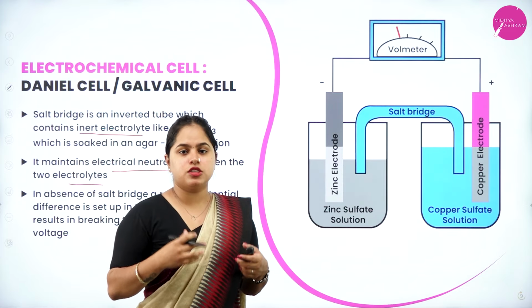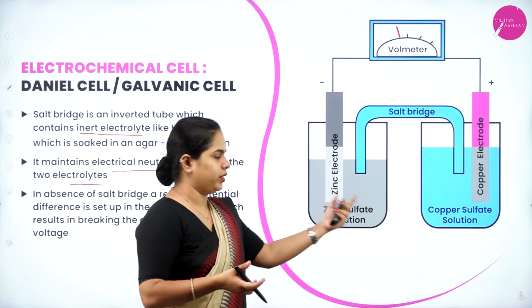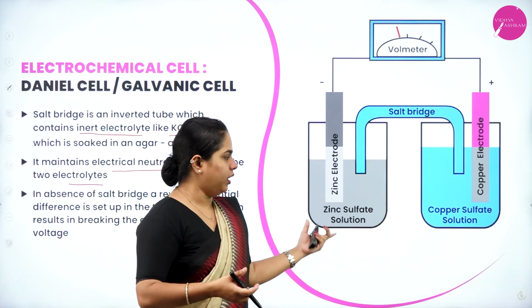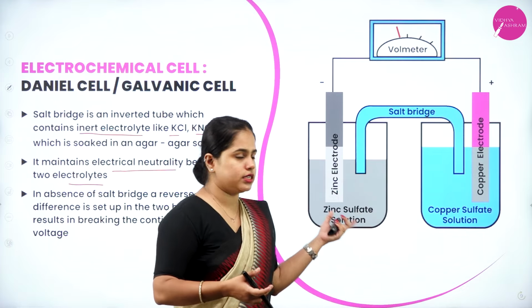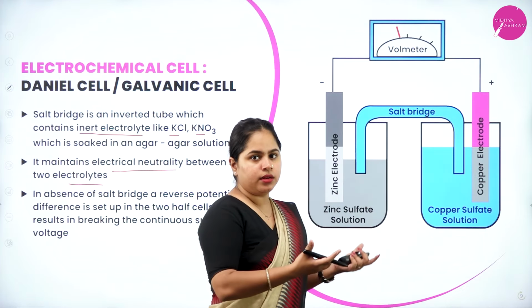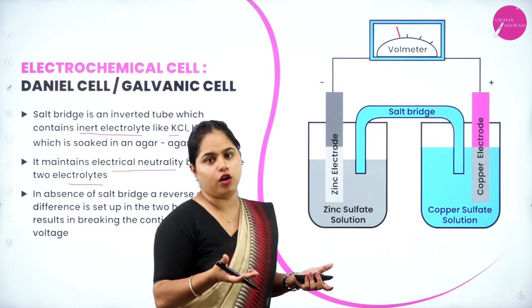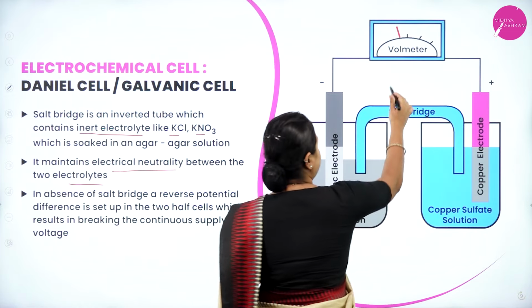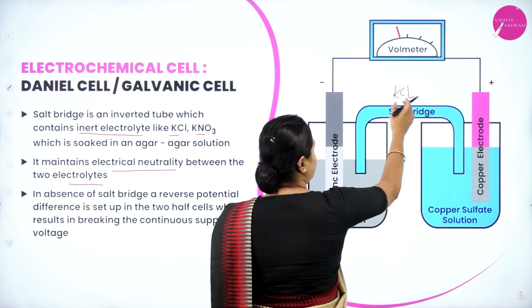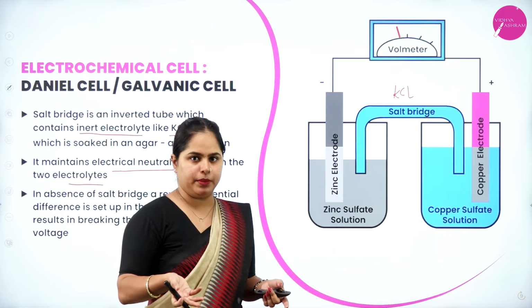So this means that the salt bridge will help in maintaining the electrical neutrality between the two half cells. That means if the number of anions or cations becomes more in any of these electrolytes, which would break the electrical neutrality of the two half cells, then ions from the KCl or the KNO3 will flow into these electrolytes so that the neutrality is maintained.